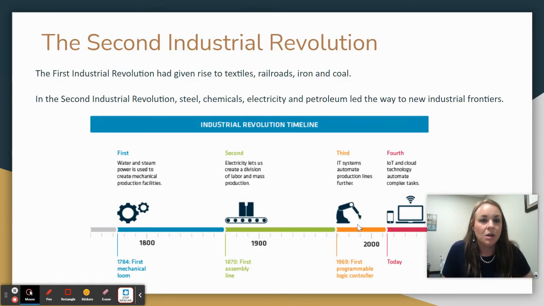So, the first round of the Industrial Revolution, as it says, gives rise to agricultural innovation, textiles, your railroads, things based with iron and coal. The second go round of the Industrial Revolution, which is really when, again, the United States gets involved and starts their own, you see the rise of steel and chemicals and electricity and petroleum.